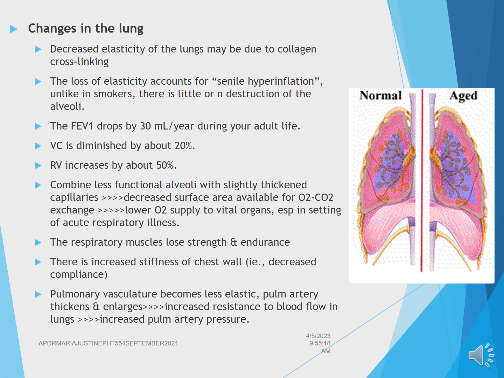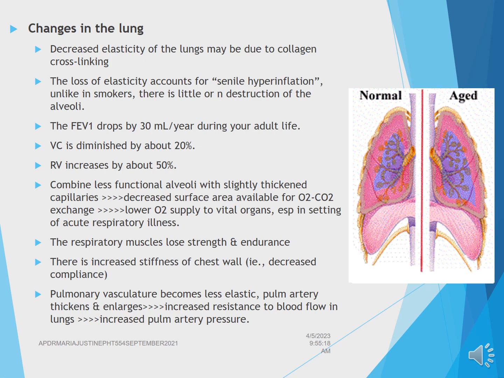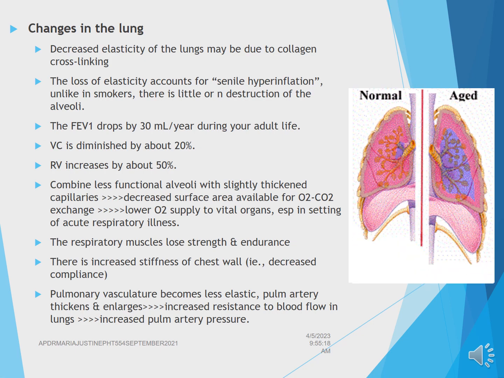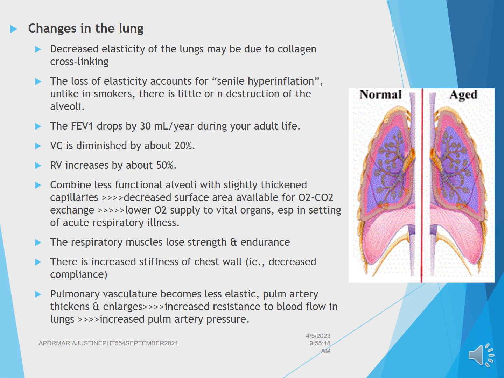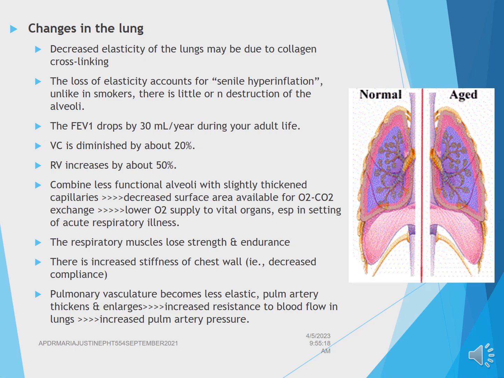The FEV1 drops by 30 ml per year during adult life. Okay, vital capacity is diminished by about 20%. Residual volume increases by about 50%. Okay, so you have residual volume in your lungs. Okay, the air that remains in the lung.